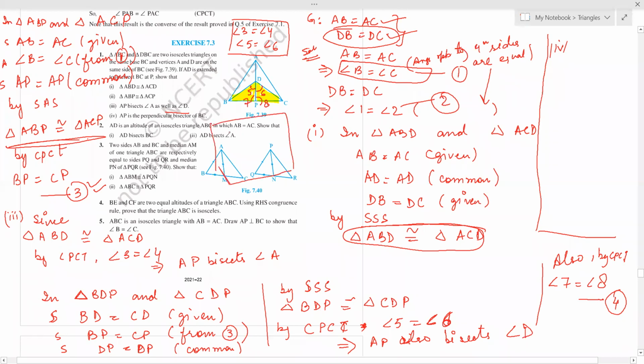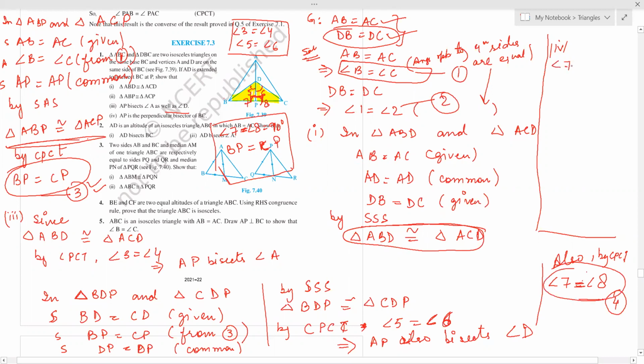Basically I have to show that this angle is also 90 and this angle is also 90. So I have to show that angle 7 is equal to angle 8 is equal to 90 degree. Perpendicular bisector means that it divides the side BC into two equal parts. So I also have to show that BP is equal to CP, which I have already proved from equation number 3. So one thing is already done. Now we can show that angle 7 is 90 and angle 8 is also 90. From equation number 4, we have shown that they are equal.